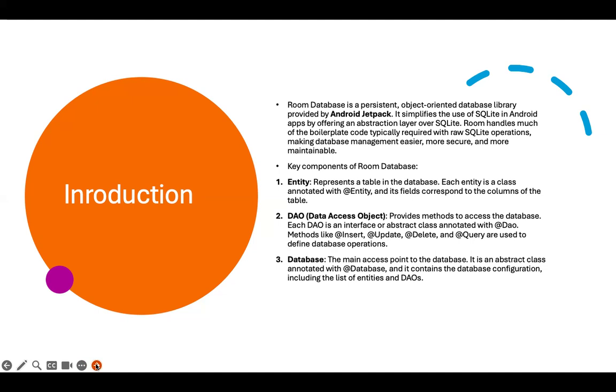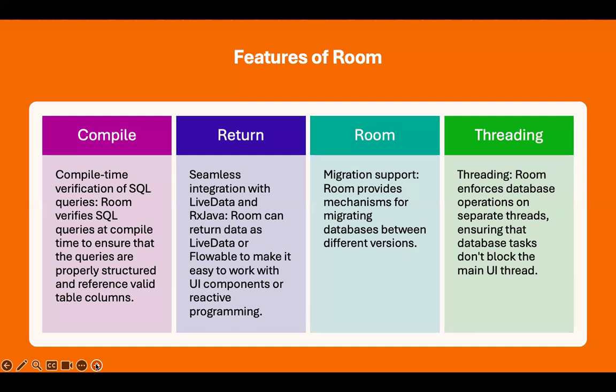3. Database, the main access point to the database. It is an abstract class annotated with @Database, and it contains the database configuration, including the list of entities and DAOs. Features of Room. Compile-time verification of SQL queries. Room verifies SQL queries at compile time to ensure that the queries are properly structured and reference valid table columns.